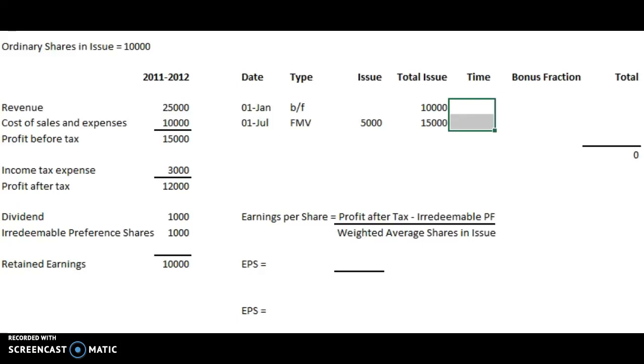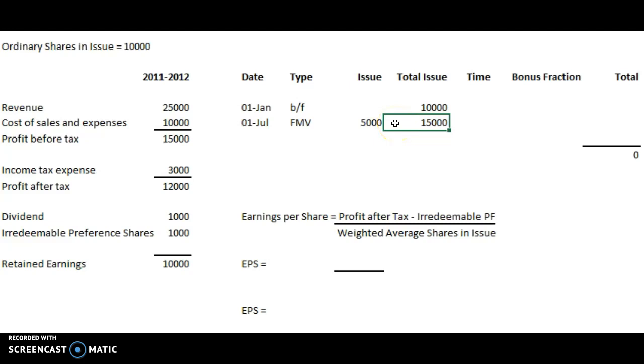So let's take a quick look at what happens when you have a share issue mid-year. Up here we have a small schedule showing that at the 1st of Jan, the beginning of our accounting period, we brought forward a figure of 10,000 shares in issue as we started the year. So on the 1st of July, in this example, at full market value, we issue a further 5,000 shares, which gives a total issue of 15,000.